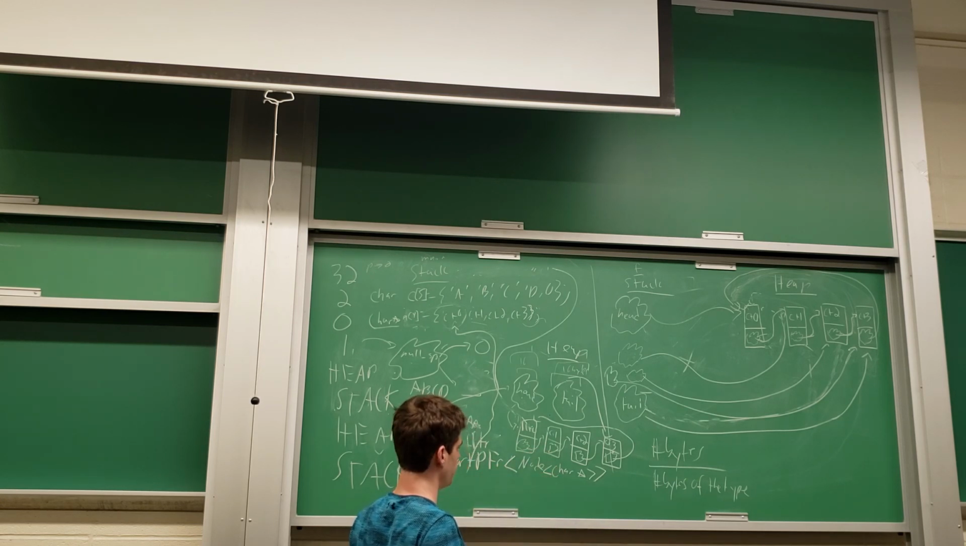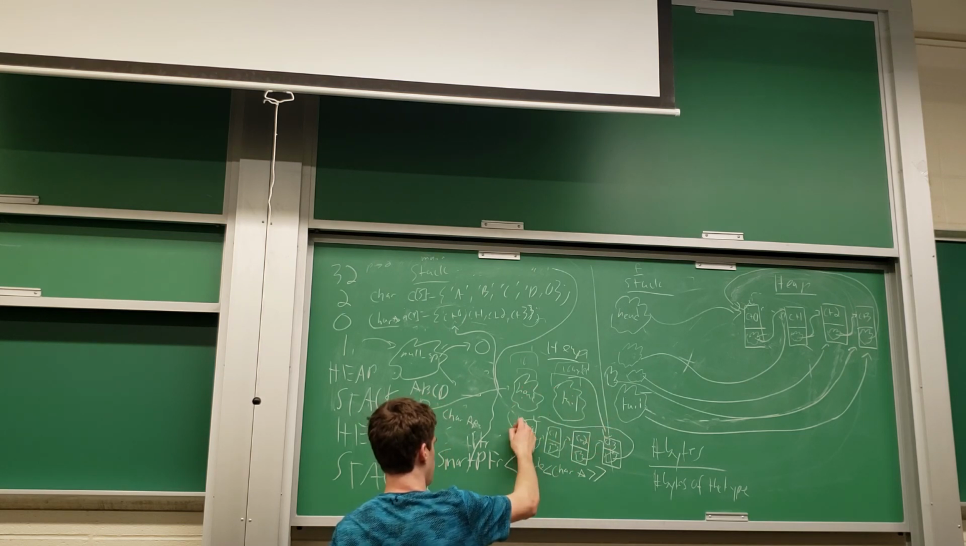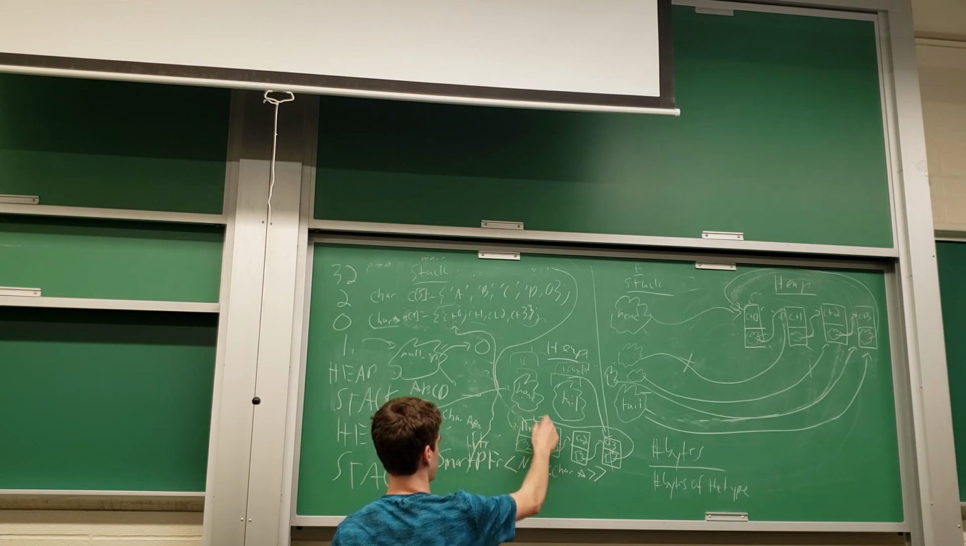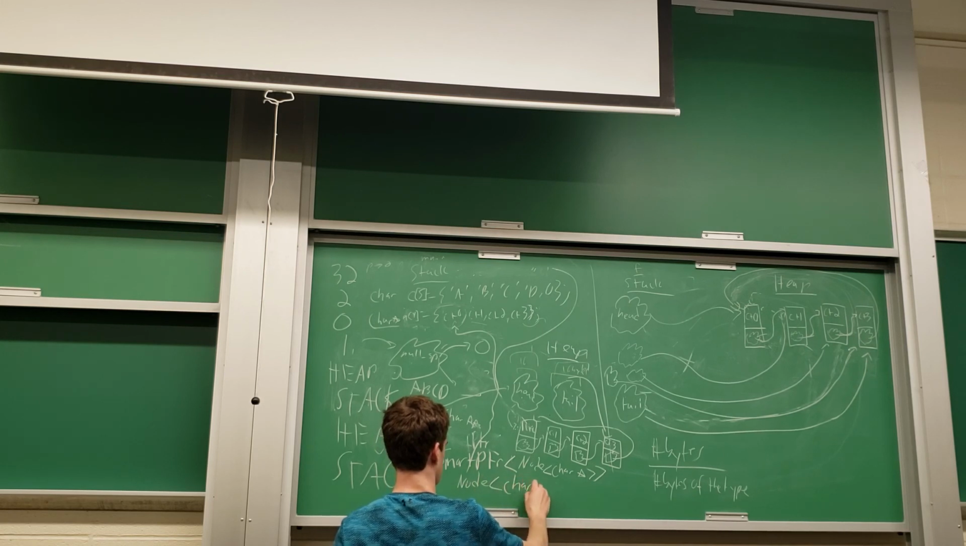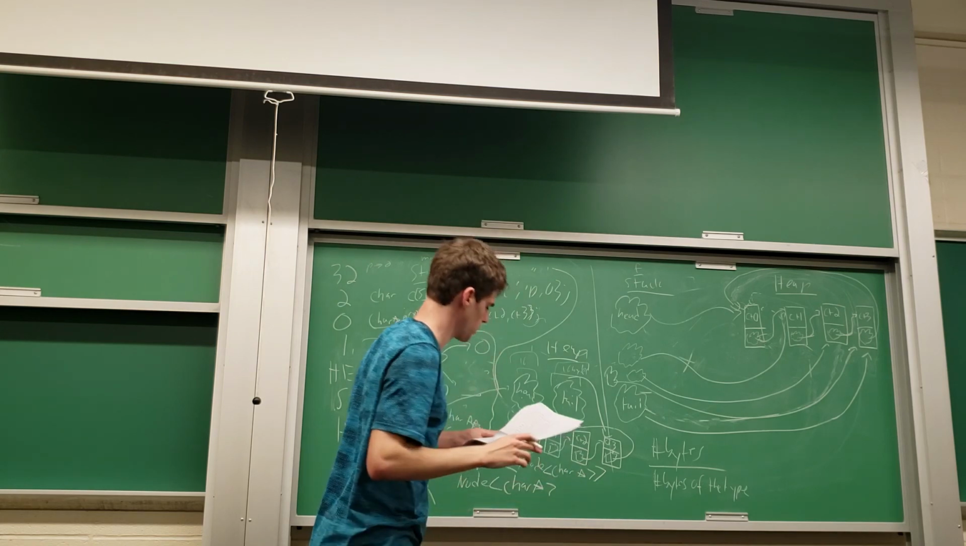Then print the type of v0.getPointer. So that is basically just saying, what is this pointing to? And that is pointing to this, which is just a node char star. Okay. And I will do the other questions in another video.